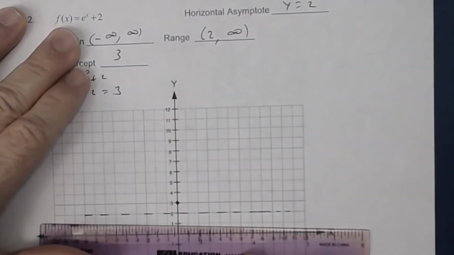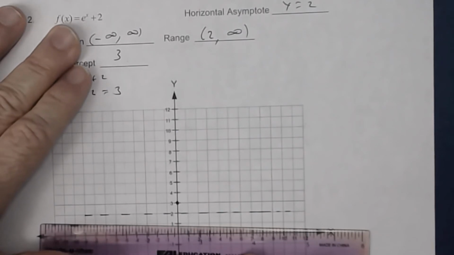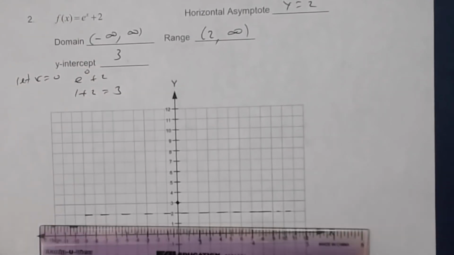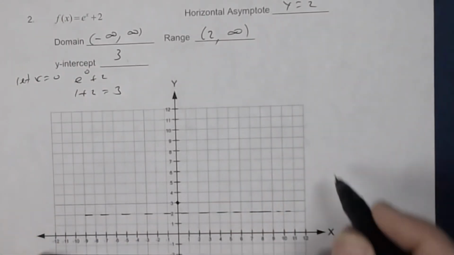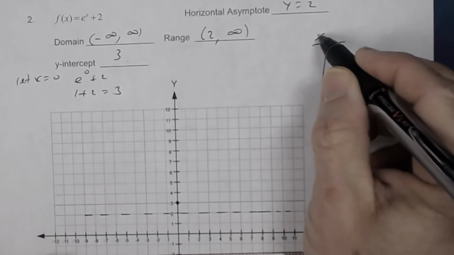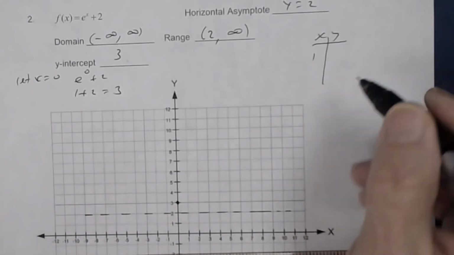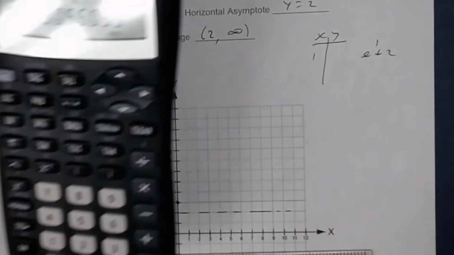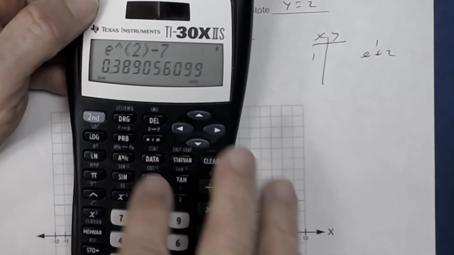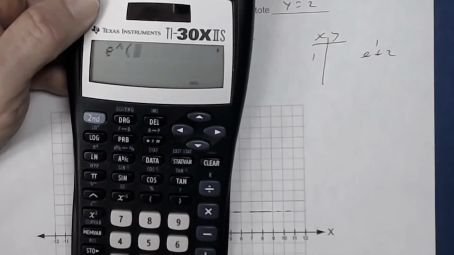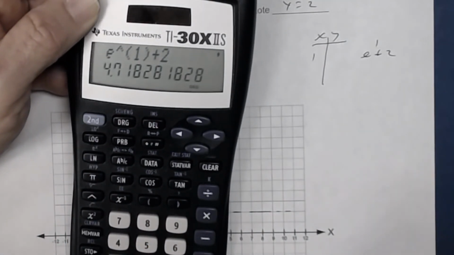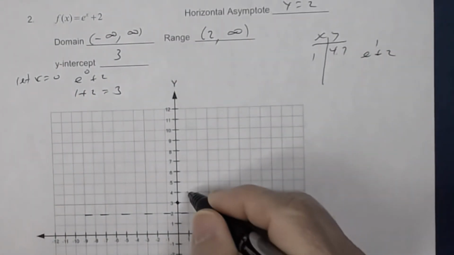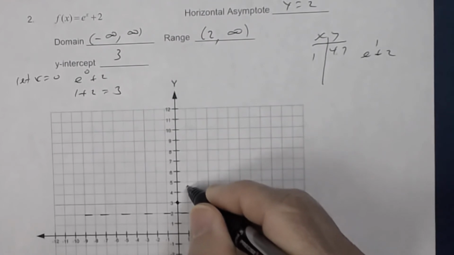Now notice that e is greater than 1, correct? E is about 2.718. So since the base is greater than 1, we know that the graph's going to be increasing. So we just need 2 more points. So if x is 1, I get e to the first plus 2, which equals about 4.7. So the point 1, 4.7 is about right here.